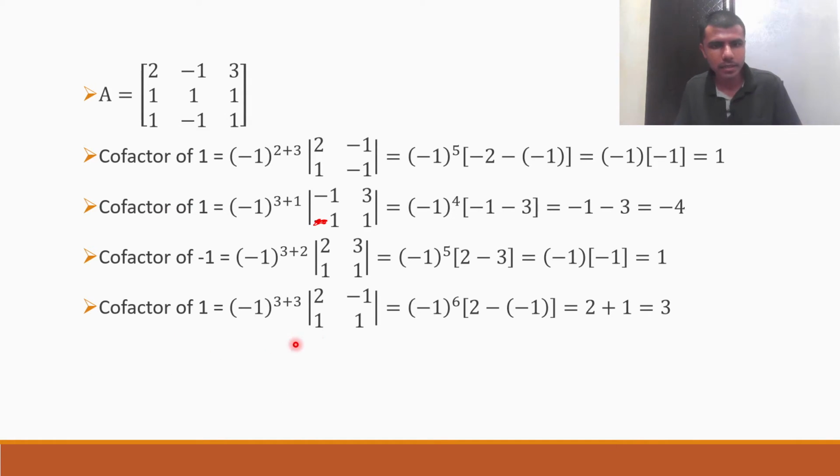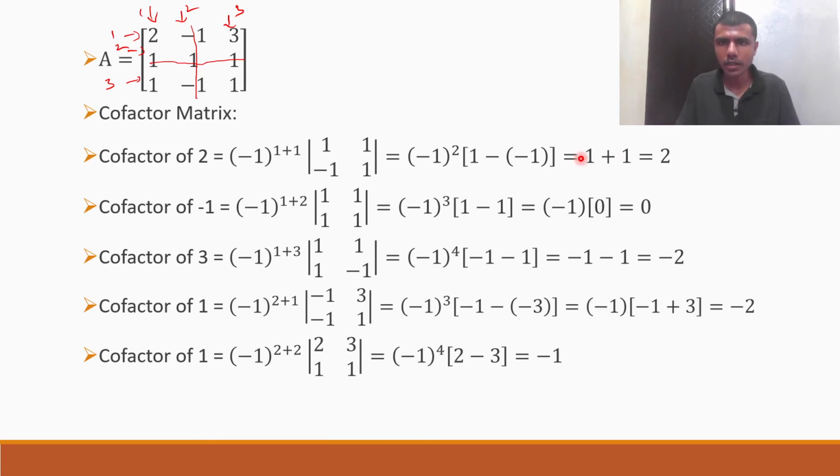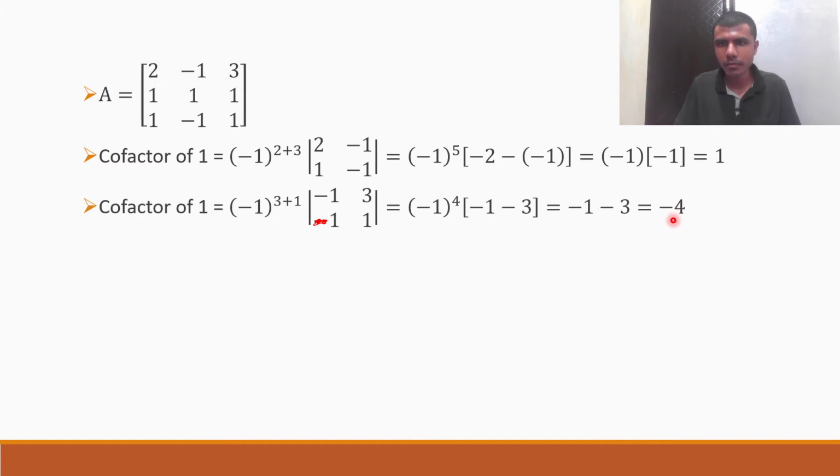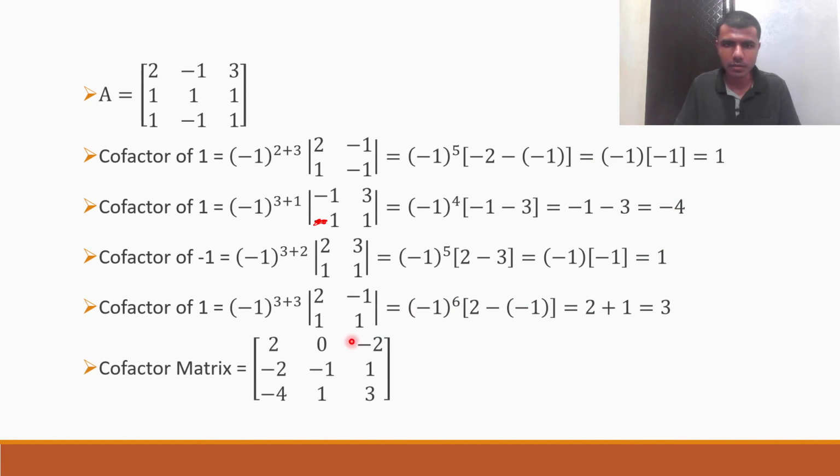So my cofactor matrix is nothing but, now just write these all row wise: 2 0 minus 2, minus 2 minus 1 1, and minus 4 1 3. So this is my cofactor matrix. Fine. After this I have to find out something known as adjoint. But let's take a short break guys for 1 minute.